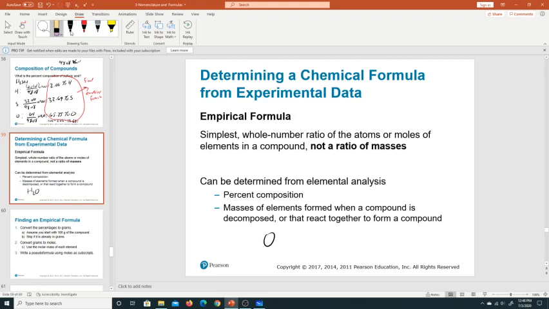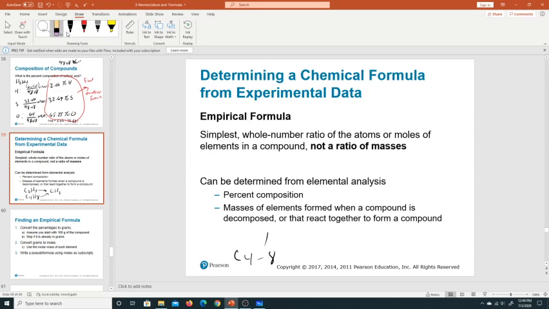Let's try C2H4. C2H4 is the molecular formula. Can this be simplified? Yes, I can divide these all by 2, so its empirical formula is going to be CH2, because 2 divided by 2 is 1, 4 divided by 2 is 2. So CH2 becomes the empirical formula of C2H4. What if I give you C4H8? This is the molecular formula. I divide both of these by 4. I get the empirical formula as CH2. So two different compounds can have the same empirical formula. Something to keep in mind.